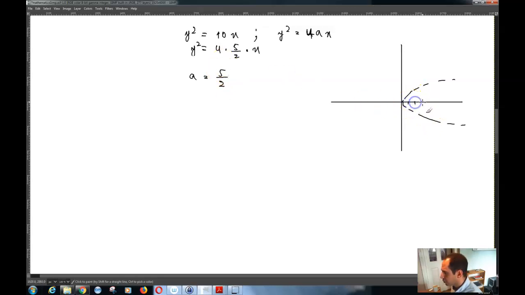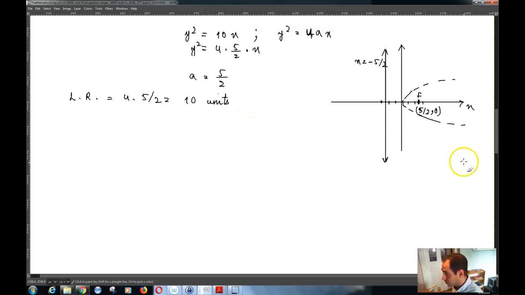So 1, 2, 3, and over here I have 5 halves comma 0 as the focus, this point over here, and basically 1, 2, and 3. So this line over here is the directrix, x is equal to negative 5 halves, and the length of the latus rectum is equal to 4 times 5 halves, which is equal to 10 units.